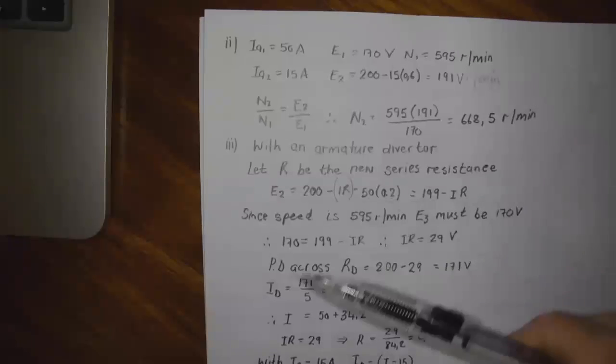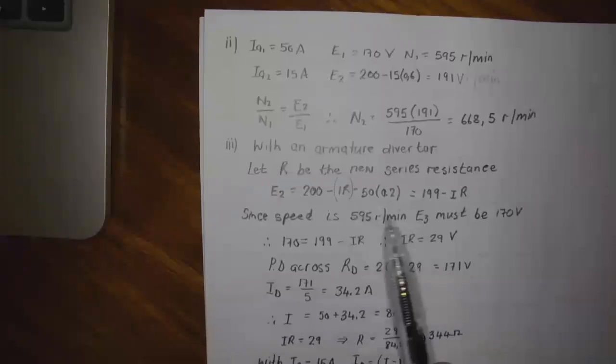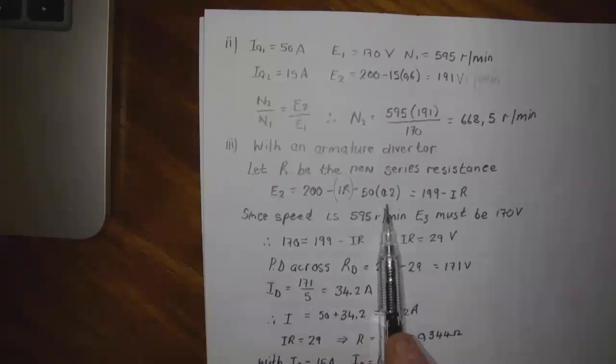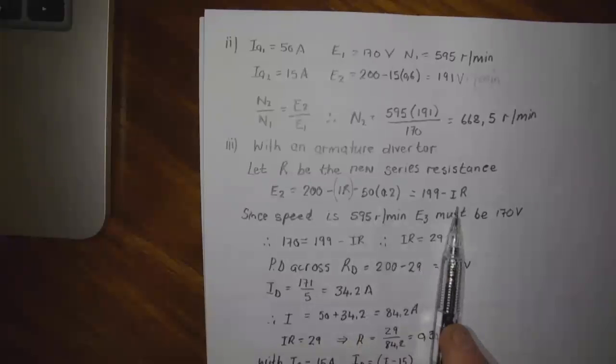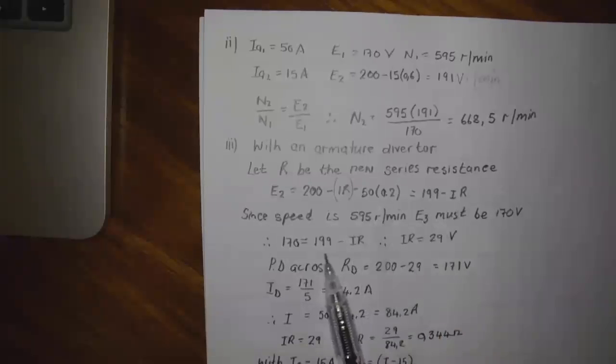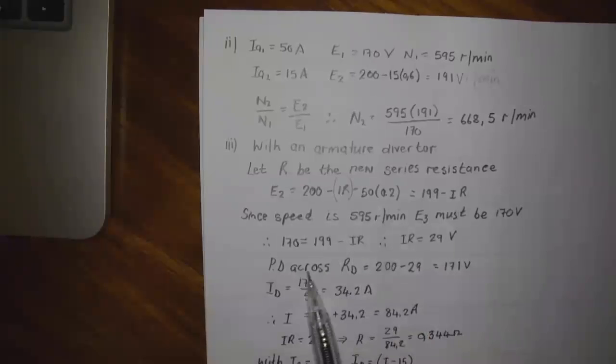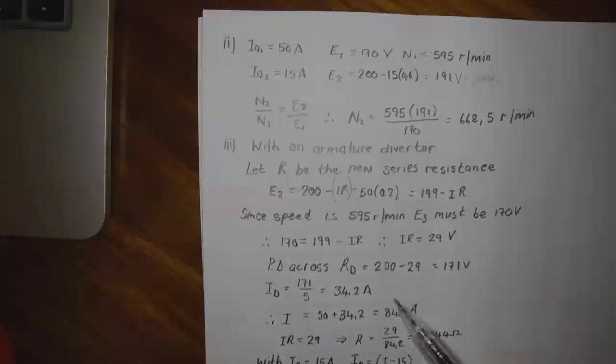Now with an armature diverter, let's say let R be the new series resistance, then E2 is 200 minus IR minus 50 times 0.2. That gives us 199 minus IR. Since the speed is 595, E3 must now be 170 volts. So 170 is equal to 199 minus IR. And that means IR is 29 volts.